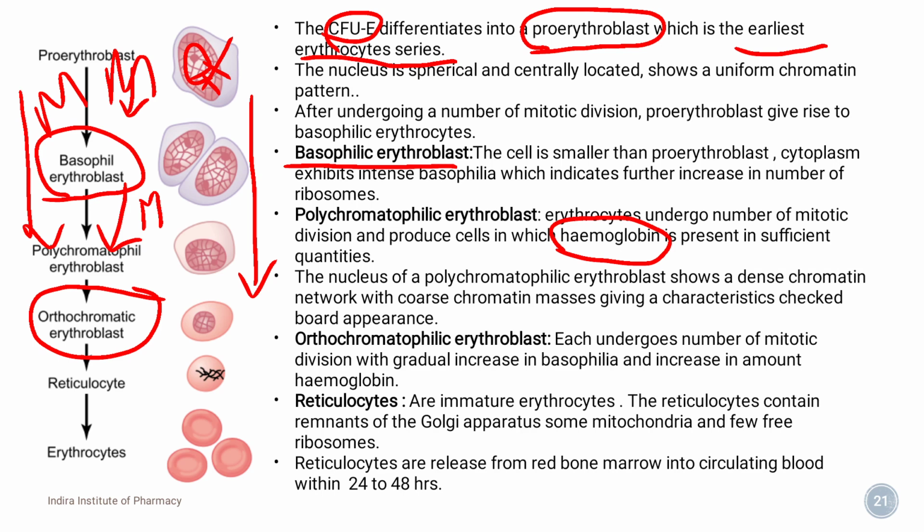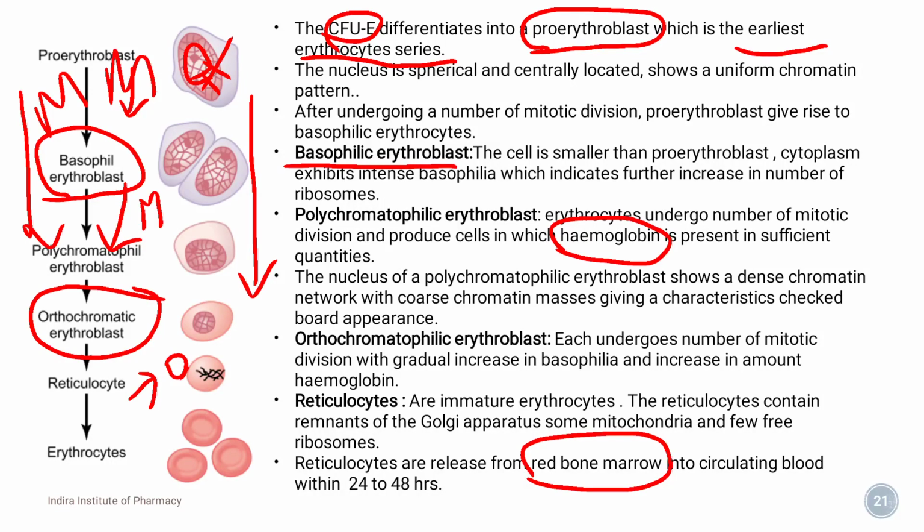Last we have reticulocytes, which are immature erythrocytes. They are not fully mature. The reticulocytes contain the remnant of Golgi apparatus, mitochondria, and few free ribosomes. So once they are reticulocytes, they eject the nucleus. And then once the nucleus is released, the reticulocytes are released from red bone marrow.